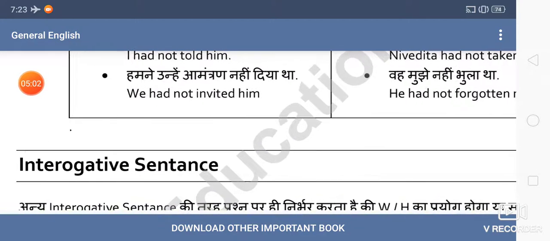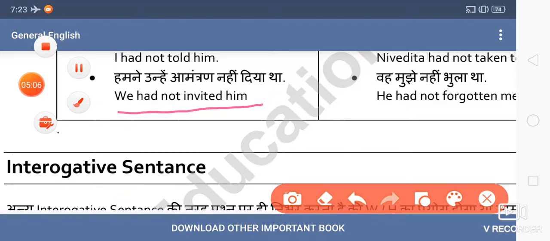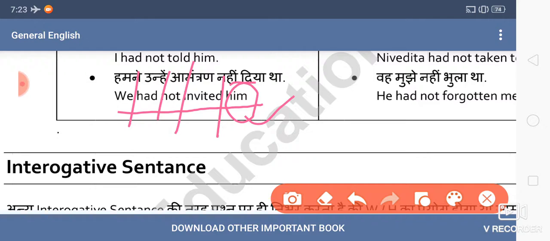Let's see another example. Here we have an object also. We had not invited him. So we have subject, had as helping verb, and after the helping verb, not. Him is the object. So in this sentence we have an object also. The action of not inviting is passed on to this fellow, him. So we can say it is a transitive verb with an object.